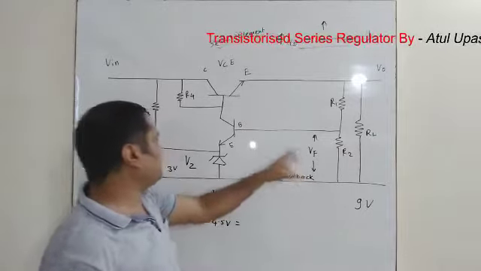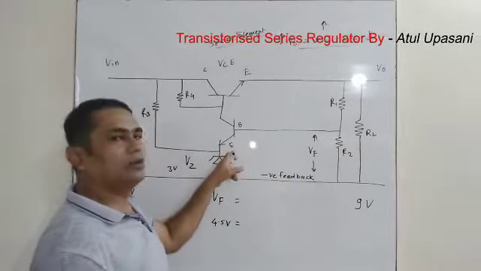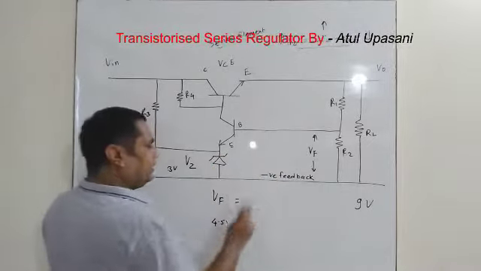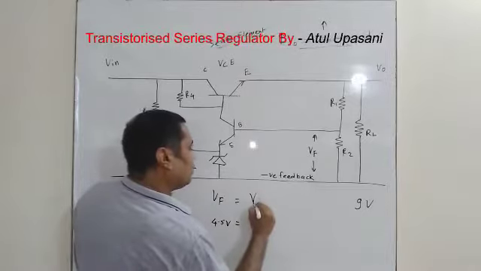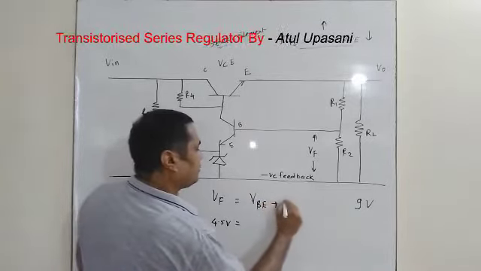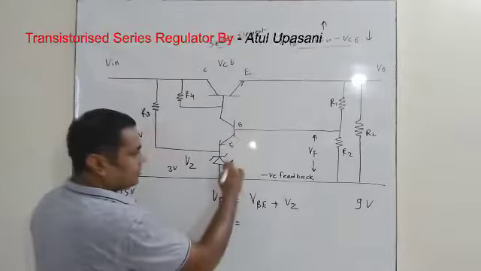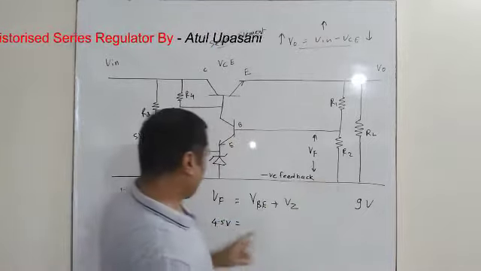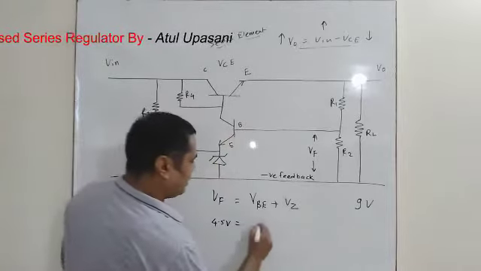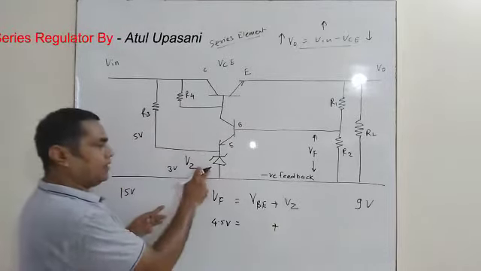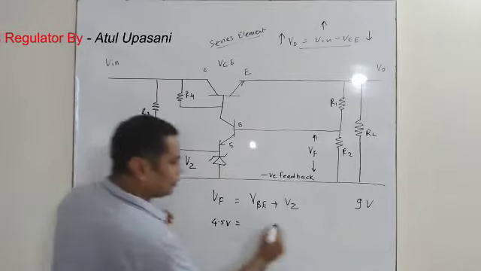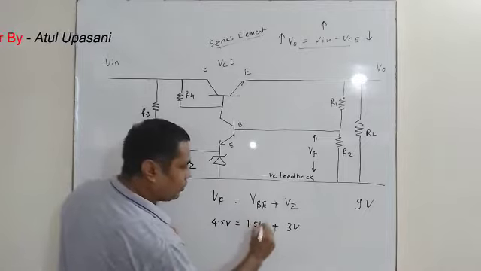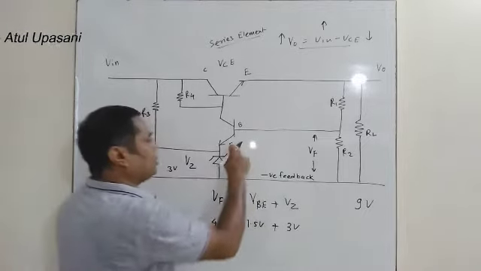Now this Vf is applied at the base emitter of this transistor. So if you apply KVL here, Vf will be equal to the voltage across base to emitter plus the Zener voltage. These are in series, so we are adding them. If you consider Vf as 4.5 volt, and the Zener diode used here is 3 volt, this voltage will be constant. So the remaining voltage, that means 1.5 volt, will be dropped across the base to emitter.